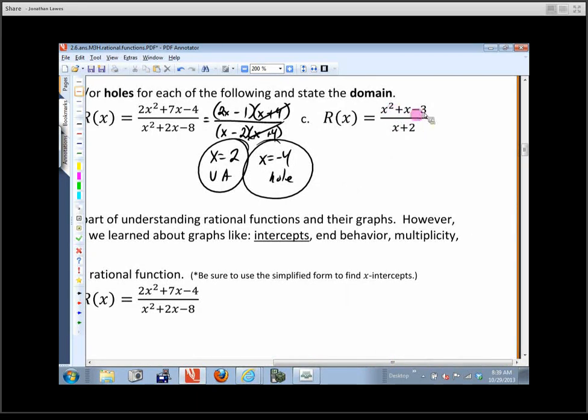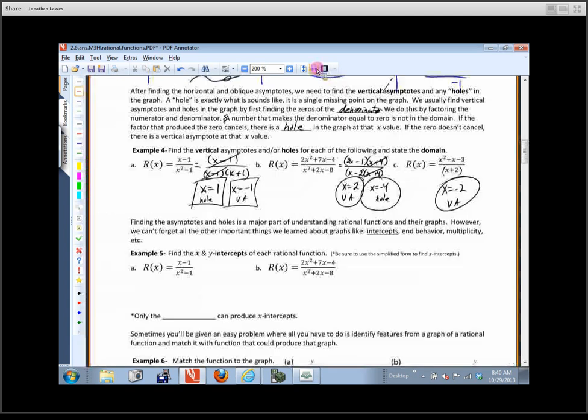Does this factor? Multiply to be negative 3, combine to be positive 1? Doesn't factor. Okay? So, what's the 0 from the denominator? Negative 2. Does it cancel? No. So what is it? The vertical asymptote. Okay. Any questions?